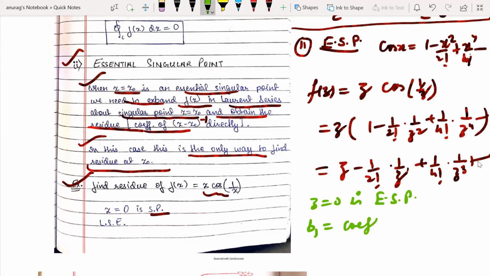Now what is b1? b1 is the coefficient of 1 upon z minus z naught. Here z naught is 0. So it is the coefficient of 1 upon z. What is this? b1 equal to minus 1 by 2. So here the residue is b1, which is equal to minus 1 by 2.